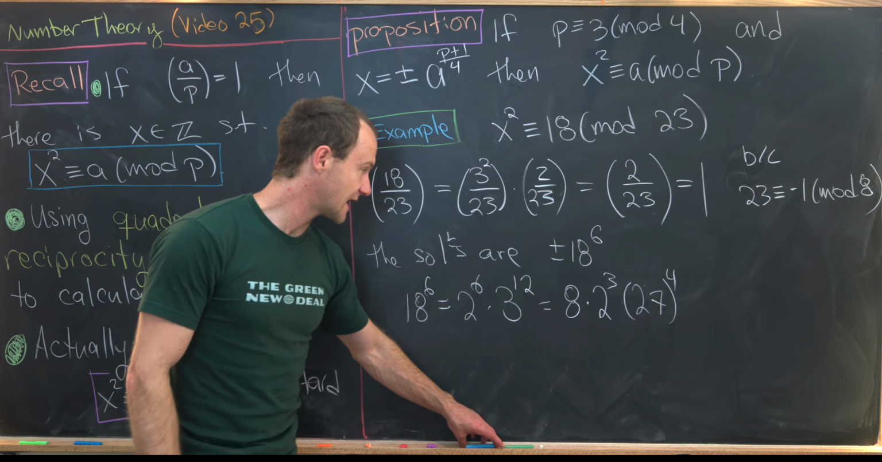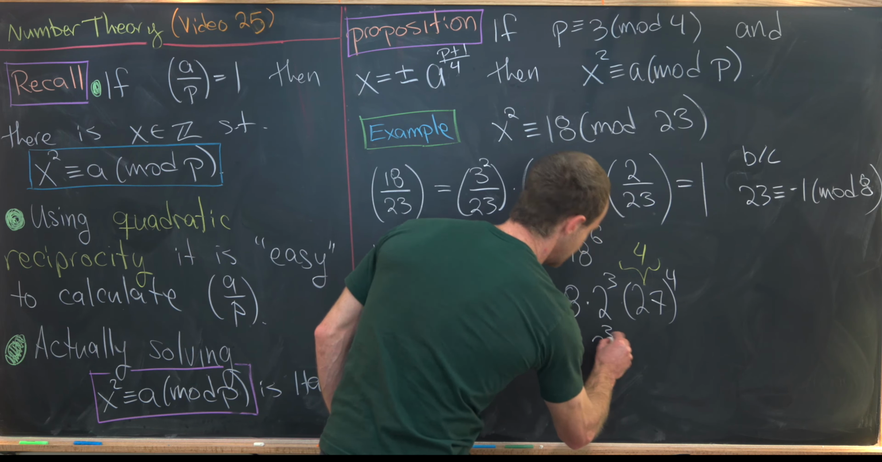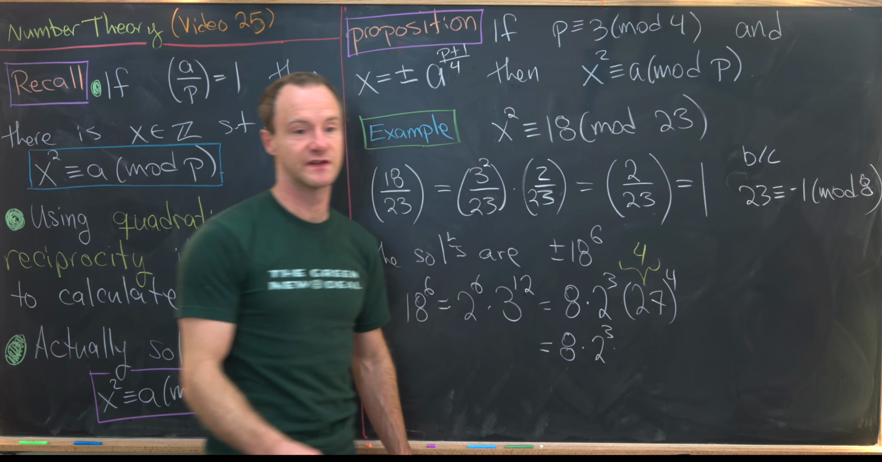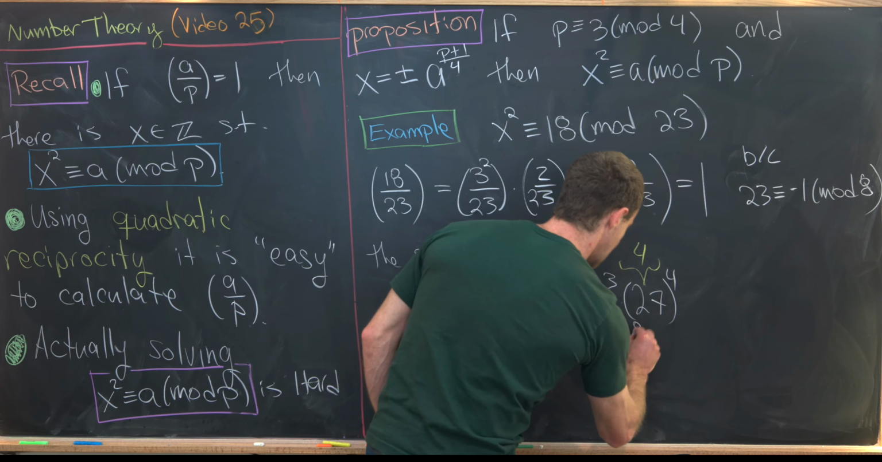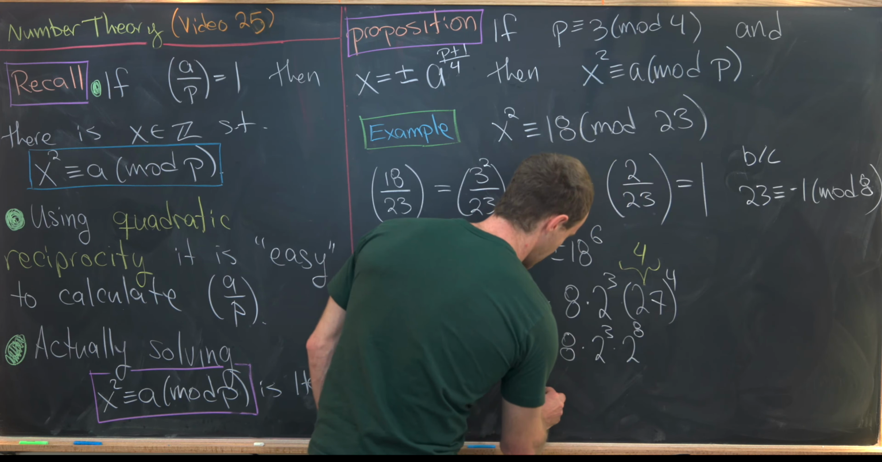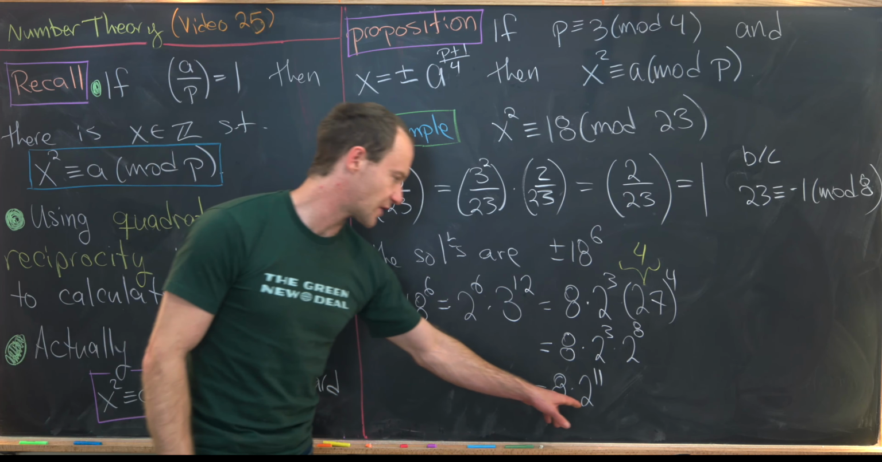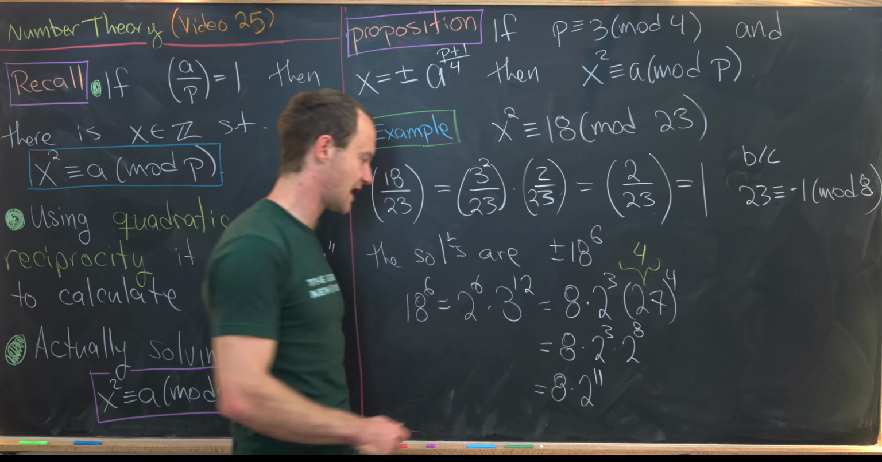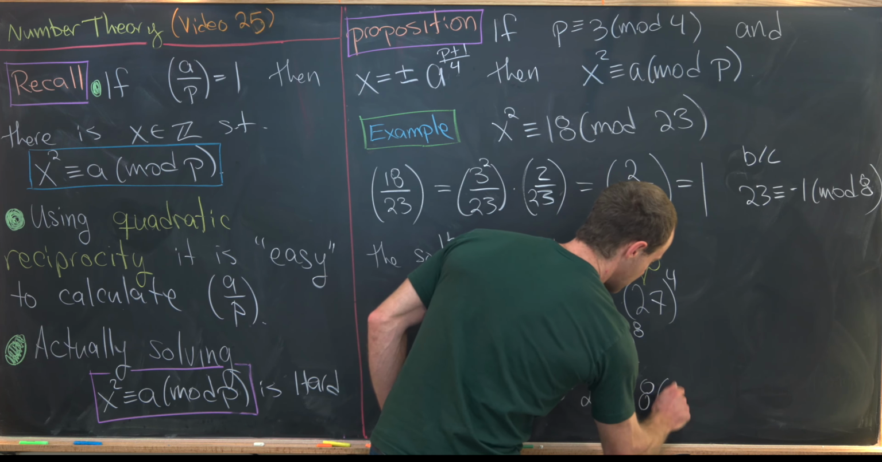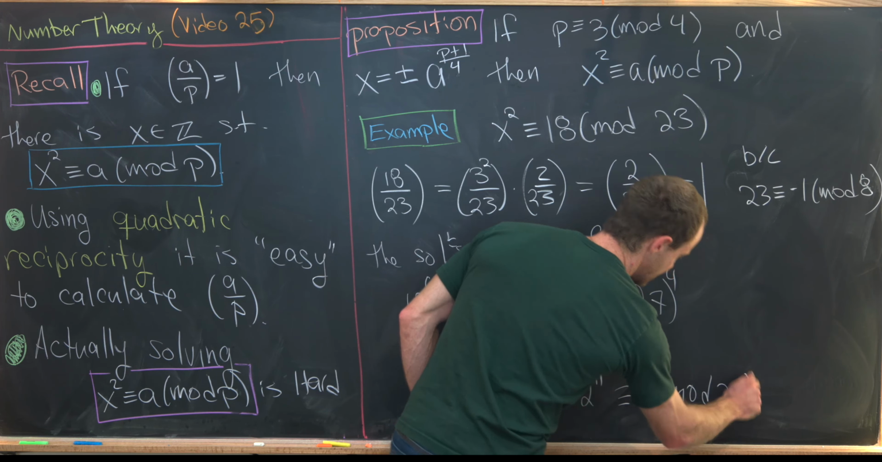Next, we see that 27 is 4 mod 23. So we can replace all of those with 4, leaving us with 8 times 2 cubed times 4 to the 4th power. But let's notice that 4 to the 4th power is 2 to the 8th power. So we have 8 times 2 to the 11. And then I'll let you check what 2 to the 11 is mod 23. You can do that with successive squaring or something like that. But in the end, this is all congruent to 8 mod 23.